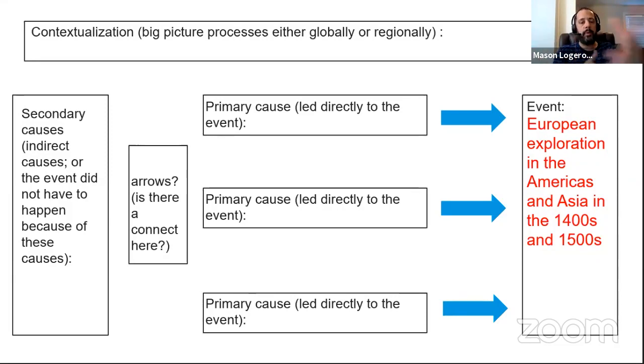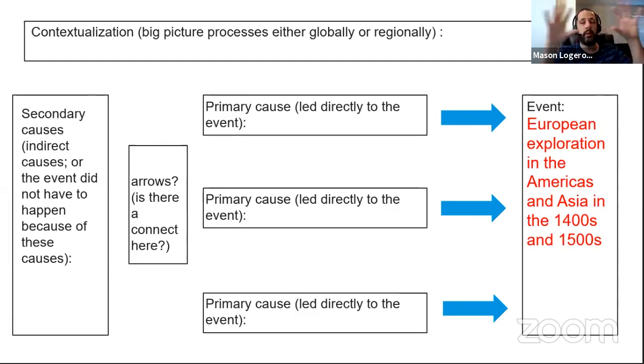Okay, hey, y'all remember this chart that we looked at 10 minutes ago? Let's look at it again. What I'd like for you to do is to go ahead and take a few minutes. If you want, copy this chart down again on your paper or print off a new one. And I want you to fill this in about European exploration in the Americas and Asia from the 1400s and 1500s.